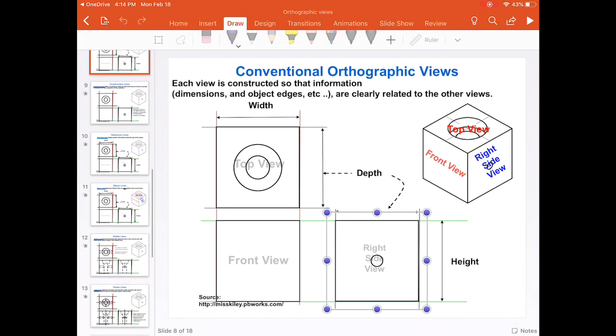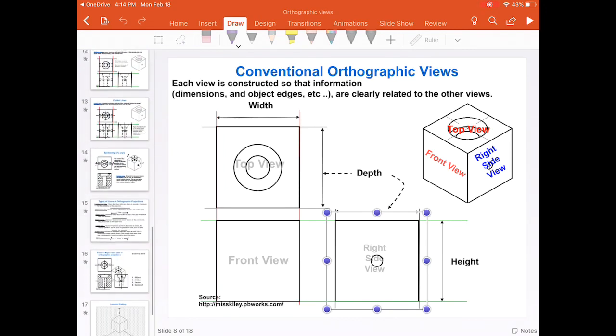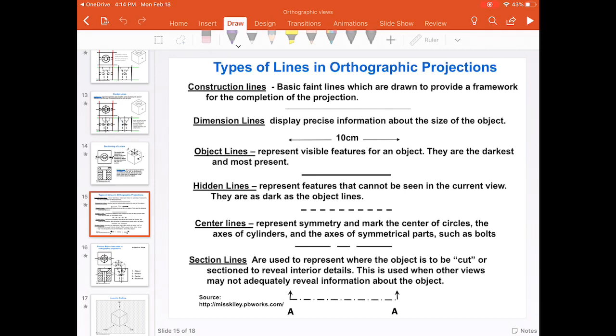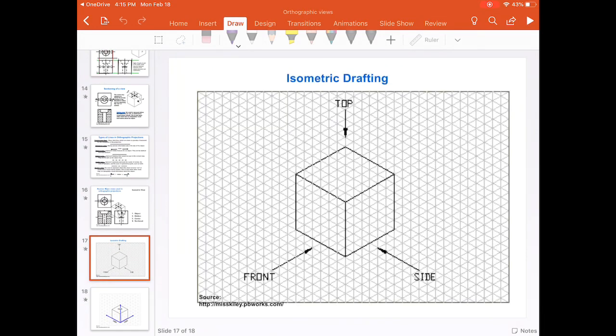So basically, we're going to do different lines when we construct the right side view, the top and front view. If you look in here, for instance, from the top, what you could see from the top is this triangle, this rectangle. If you look from the front, you can see this. If you look from the right side, you can see this.